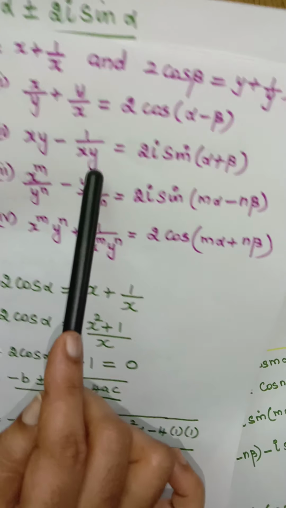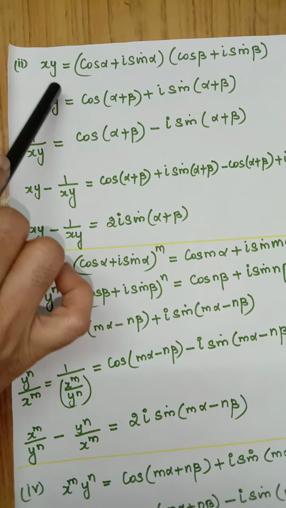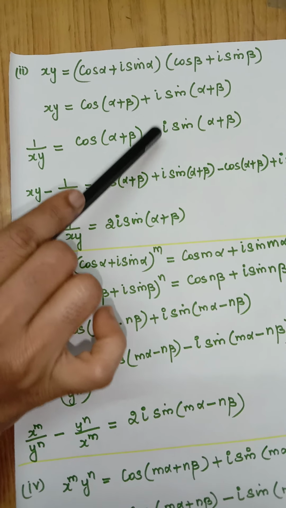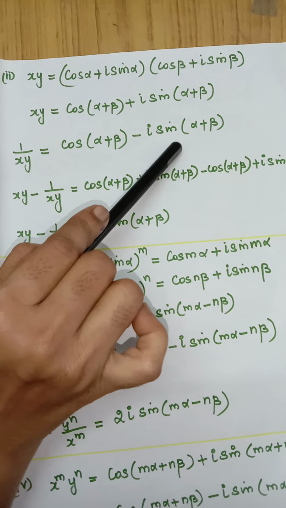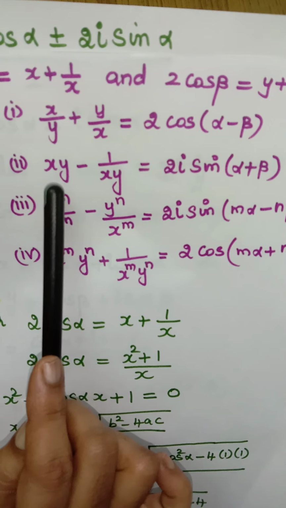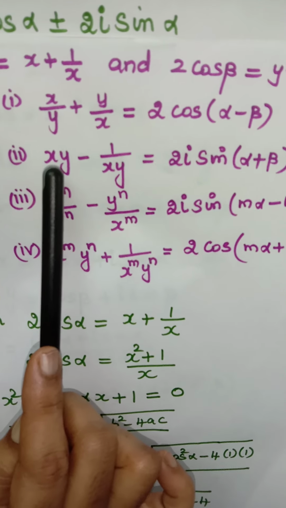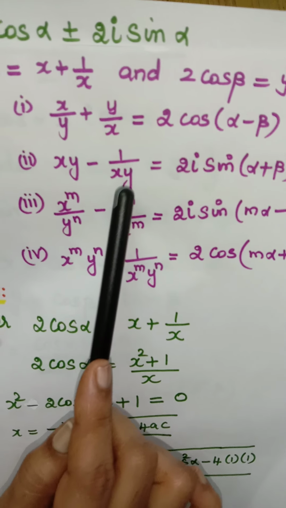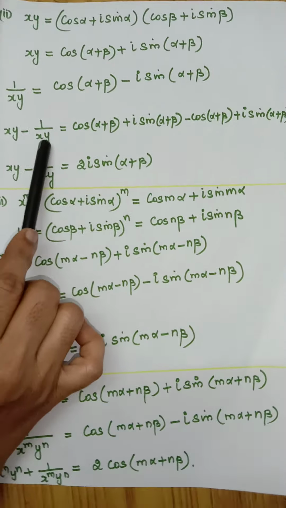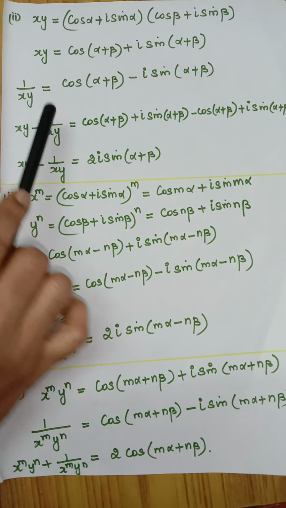So in the second subdivision, what is the next term? 1 by xy. 1 by xy is the reciprocal of xy. Reciprocal, what you have to do? You have to replace i by minus i. So you are getting this term. You see that in the question, second subdivision, what do we have to prove? xy minus 1 by xy. So you have to subtract it.